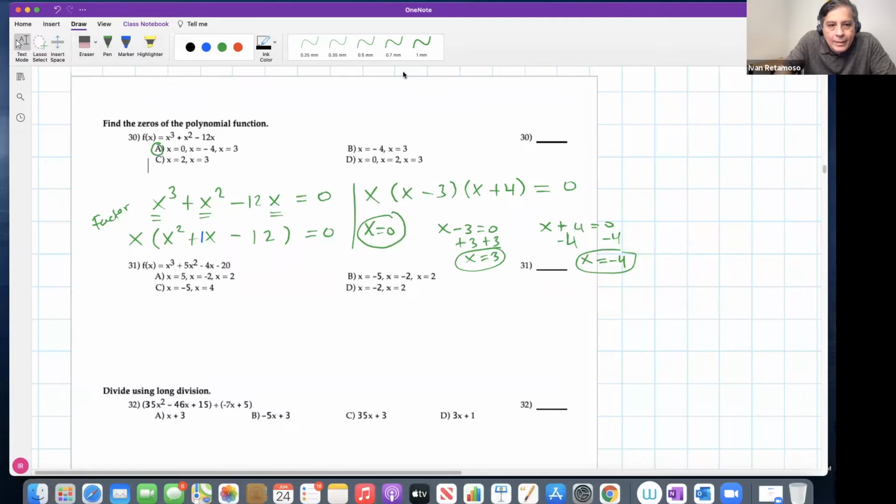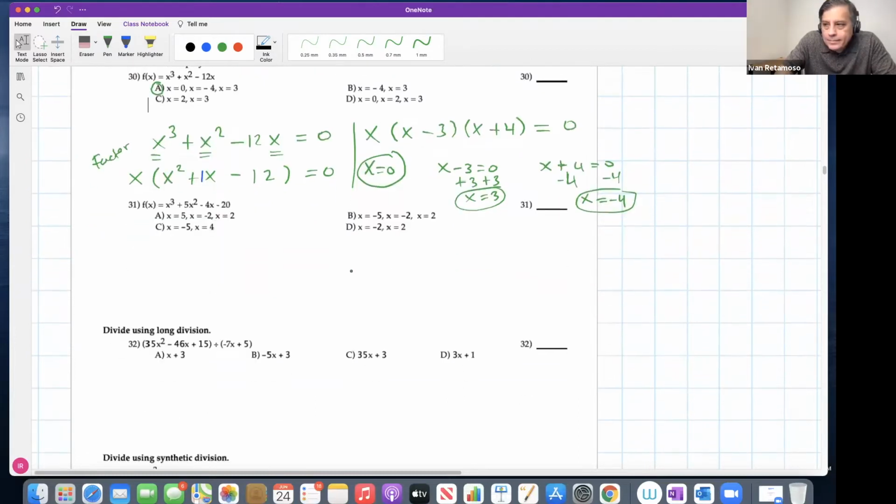Very good. This one is similar, but I'm gonna give you a hint: use factoring by grouping. Factoring by grouping. Okay, very good, very good.